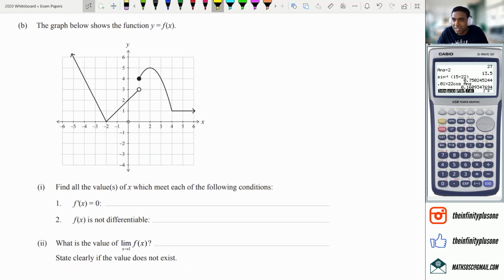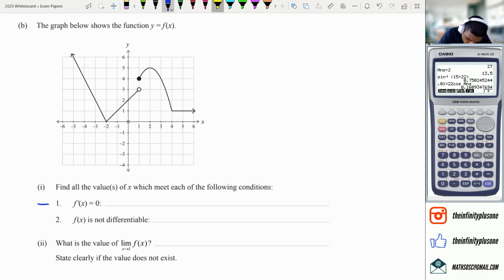It's a pity this question has actually been converted to an achieved question, because for the last, I don't know, 6 years, it came up as a merit, but now they've converted this to an achieved. Hopefully this year they change it back again. But anyway, the way we do this question is find all the values that meet the criteria f'(x) is equal to 0. So we are looking for the gradient. When is the gradient actually equal to 0 in the graph?